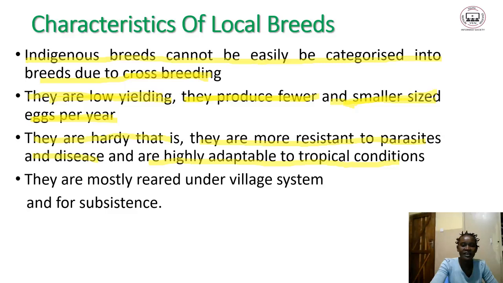Apart from that, we're saying they are highly adaptable to tropical conditions. And the last characteristic of local breeds in chicken is that they are mostly layered under the free-range system and for subsistence. Most of the times you cannot layer this local chicken for commercial purposes, but just for subsistence.